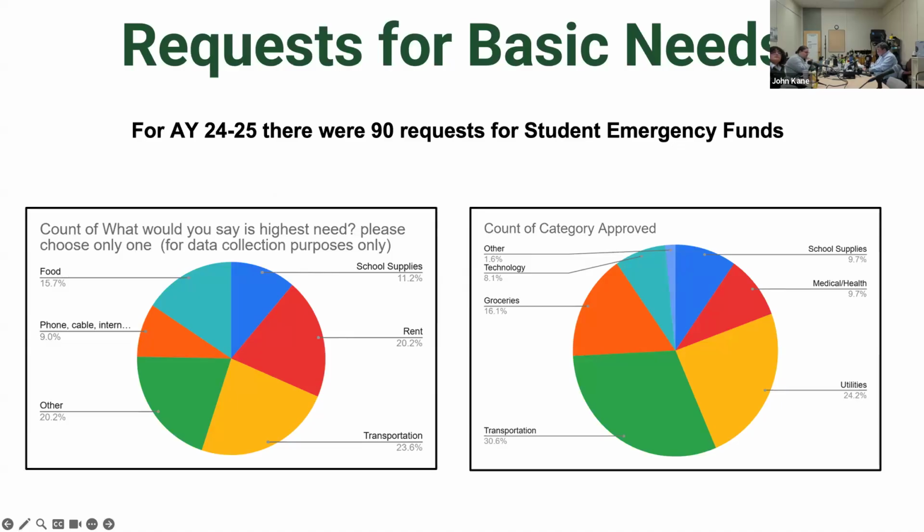Just to give you a quick view of what we saw last year, so this is 24-25. Students would ask for a little bit of everything. School supplies, rent was a big thing. Again, we can't cover rent, so we would often try to help offset other costs. Transportation, phone, cable, internet, food, all those good things. And then what was actually approved, you'll see here. So transportation, utilities, groceries, again, us trying to offset some of those costs to help cover maybe rent or tuition if they're trying to use the funds for that purpose.